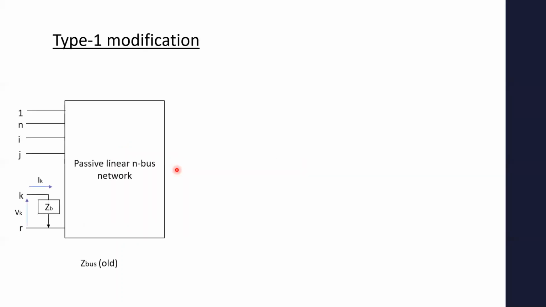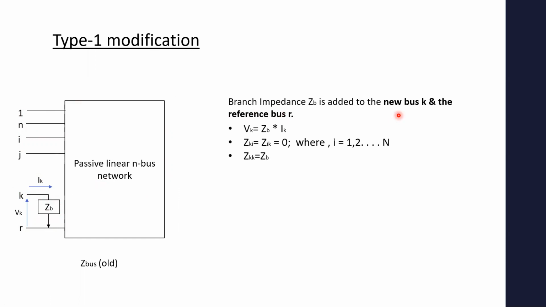Now we'll first see the type 1 modification, in which we have this basic diagram in which I and J are the old buses, and 1 to N are also buses. I and J are the old buses, K is the new bus that has been added, and R is the reference bus. An impedance ZB is added between the new bus and the reference bus. And then we perform KVL, KCL to find out the Z-bus matrix, which would be changed.